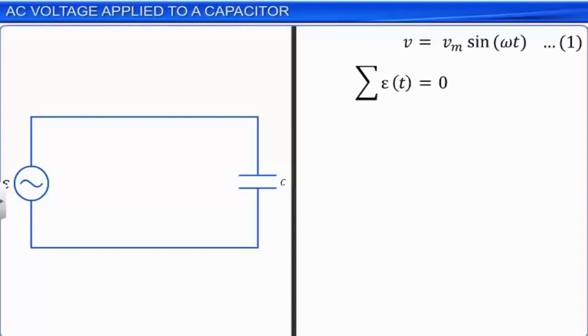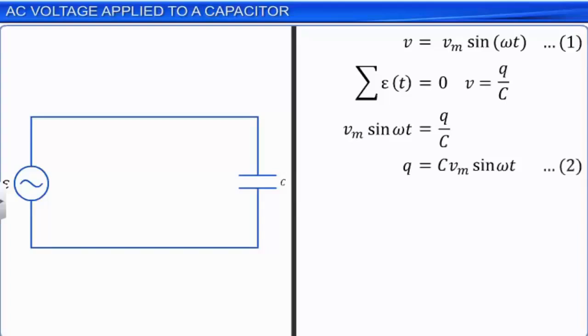As the instantaneous voltage across the capacitor, v, is equal to q/C, we can write equation 1 as Vm sin ωt = q/C, or q = C Vm sin ωt. Let this be equation 2. We know that current i is the rate of flow of charge in the circuit. That is, i = dq/dt. Let this be equation 3.